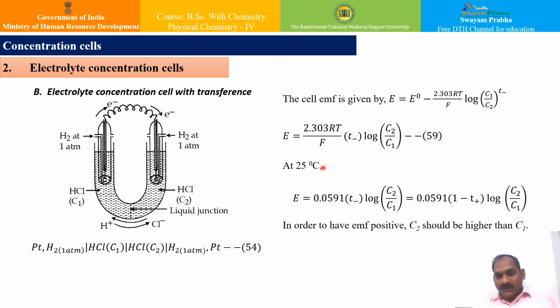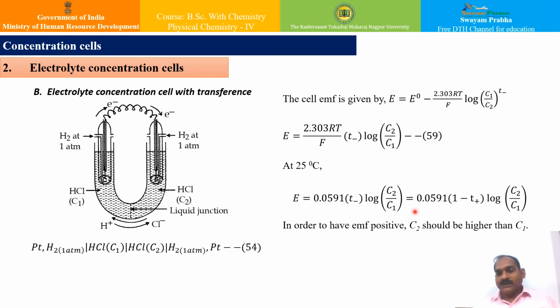Now, this can alternately be written as equation 59. This equation can be utilized further in this fashion, and we can obtain the expression for the EMF of the cell. I can write this expression in terms of the transference number of anion, and I can write the same expression in terms of the transference number of cation in this particular manner.